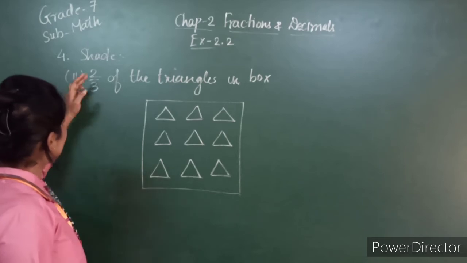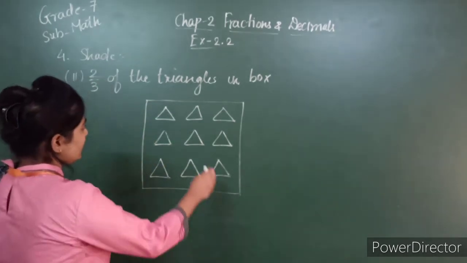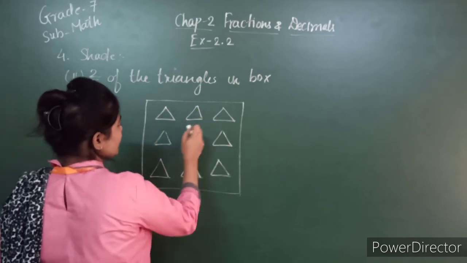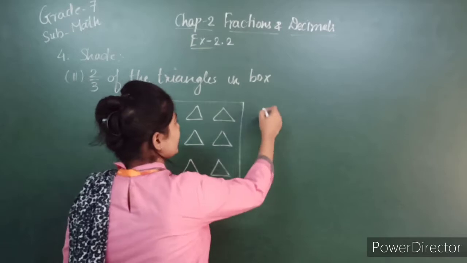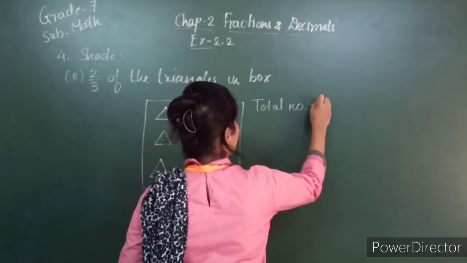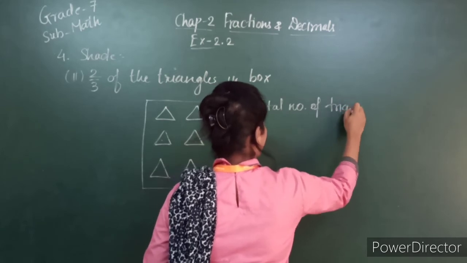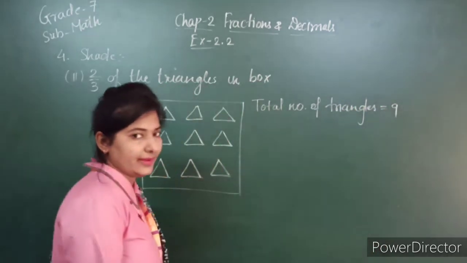Now question number 2, 2 by 3 of the triangles in the given box. Here how many triangles are given? 1, 2, 3, 4, 5, 6, 7, 8 and 9. Here we have to write total number of triangles is equal to 9.